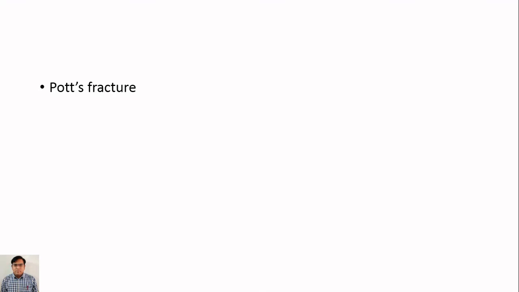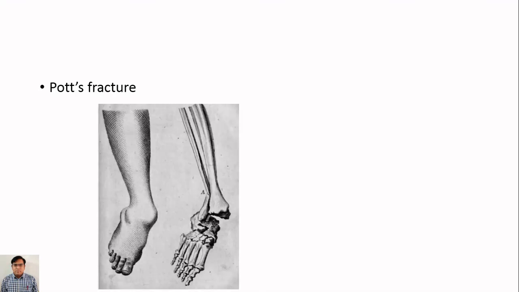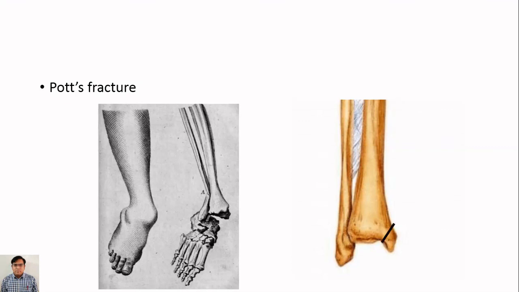Now Pott's fracture. As shown in this figure, there is fracture of the medial malleolus and fracture of the lower end of the fibula, and this is the deltoid ligament, with rupture of the deltoid ligament. So in Pott's fracture there are three things: rupture of the deltoid ligament, fracture of the medial malleolus, and fracture of the lower end of the fibula.